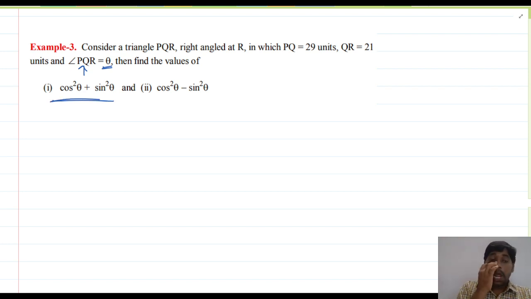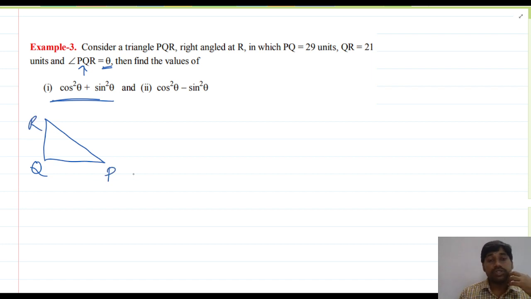So if you have seen the previous video of the concept, you can clearly say that cos squared theta plus sin squared theta is 1, and moreover the minus will become another answer here. Okay, so there are two sides given, and we have to calculate the third side. Q is the right angle, I am taking this as P, and this is R. So PQ is this side, and they have given 29 units. QR is this side, and they have given 21 units. We have to find this third side.